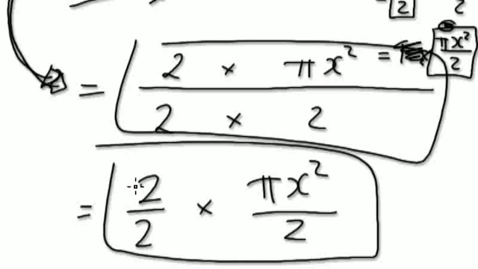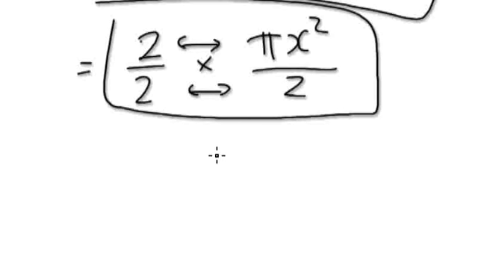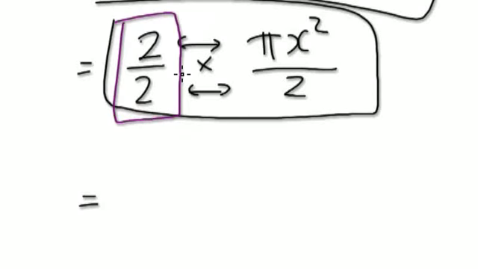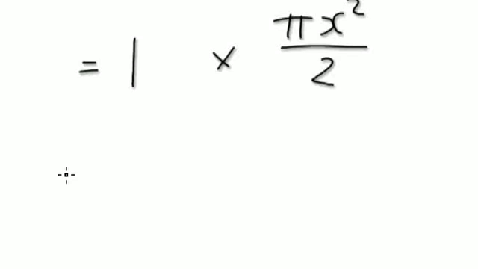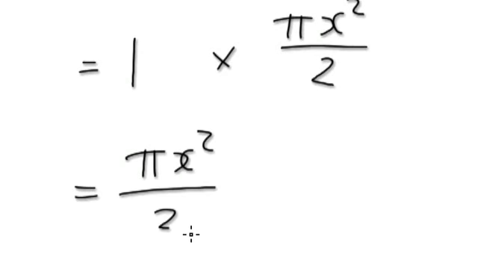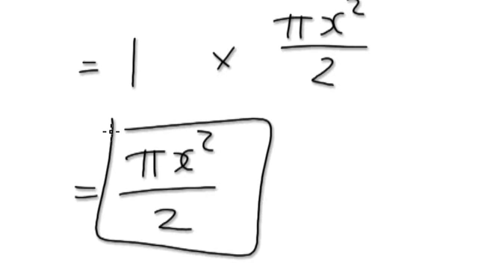Okay, because if I give you two fractions, you're going to get top times top, bottom times bottom anyway. So I'm just breaking it up. So now this thing here, 2 divided by 2 is just 1, and then 1 times this thing here, and when you have 1 times this thing here, it equals this thing here. So this becomes pi x squared over 2. So this is our final answer. Pi x squared over 2.